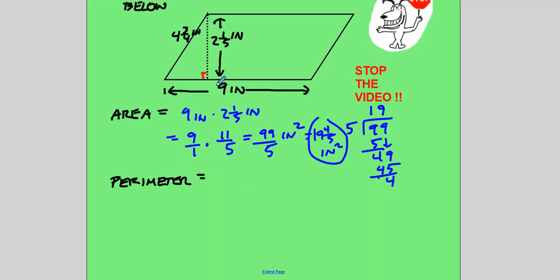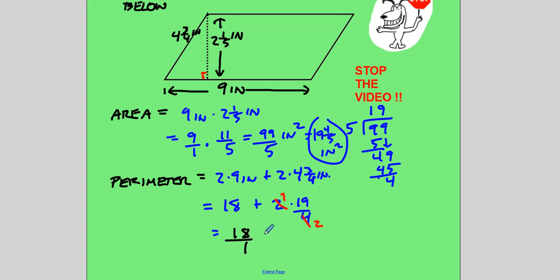Okay, then the perimeter is going to be 2 of these 9 inches. 2 times 9 inches. Plus 2 times 4 3/4 inches. Well, 2 times 9 is 18. And then I'm going to convert this to an improper fraction. 4 times 4 is 16, plus 3 is 19 over 4. Notice I can reduce 2/4 to a half, so I'm going to do that before I do anything else. So I have 18. I'll write that as 18 over 1. Plus, then I have 19 over 2.